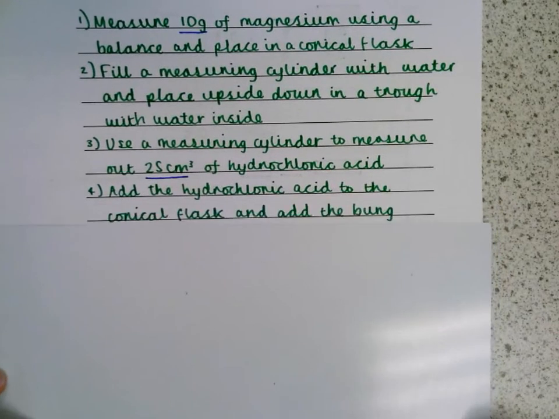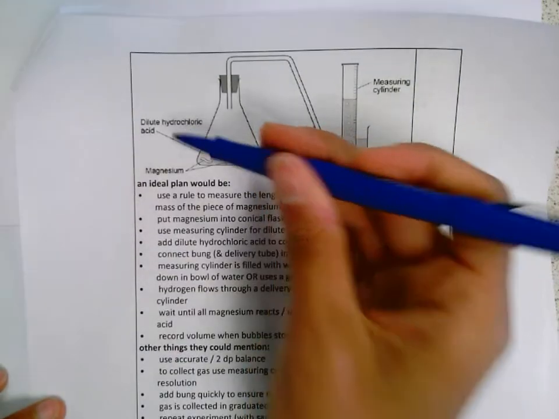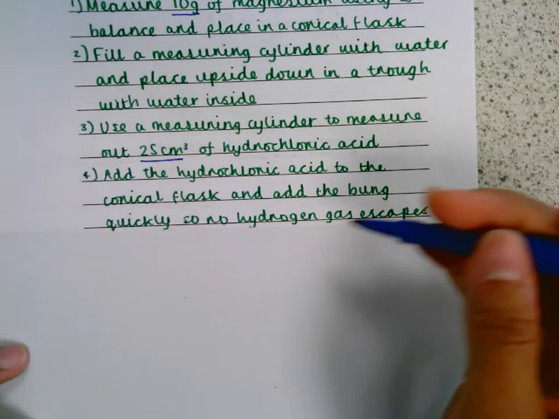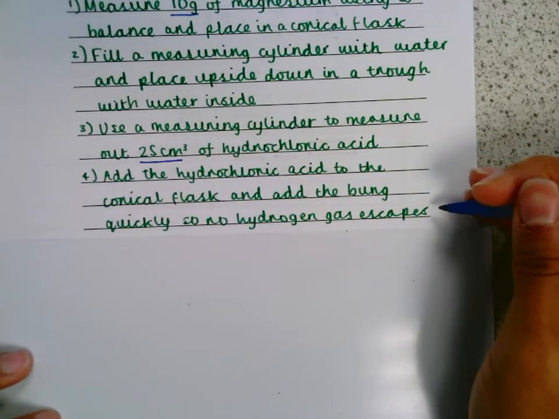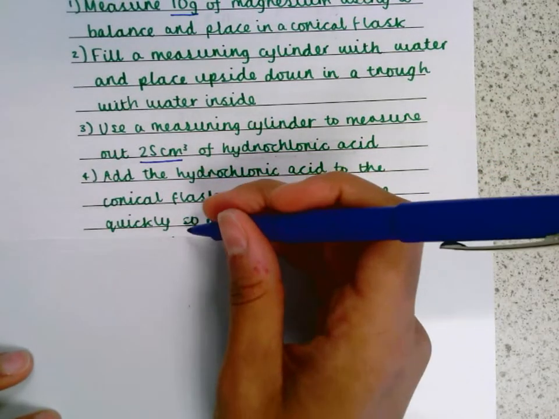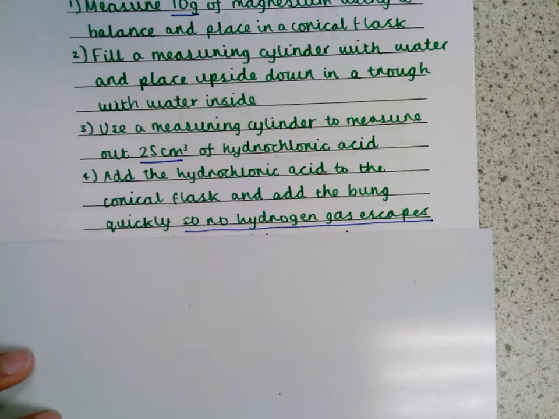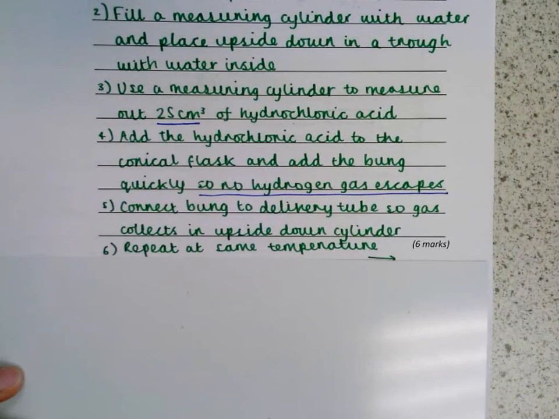Add the hydrochloric acid to the conical flask. So in here we have the magnesium and the hydrochloric acid in the conical flask, and add the bung quickly so no hydrogen gas escapes. So it's a nice thing to mention, how to ensure that there is little room for error in your practical. Connect the bung to the delivery tube so the gas collects in the upside down cylinder.